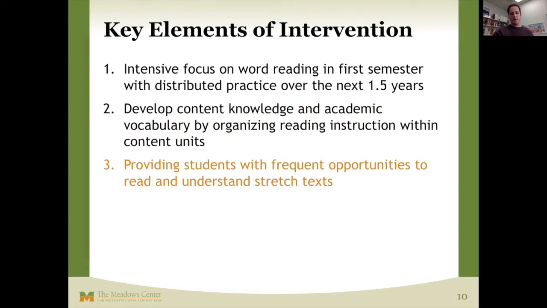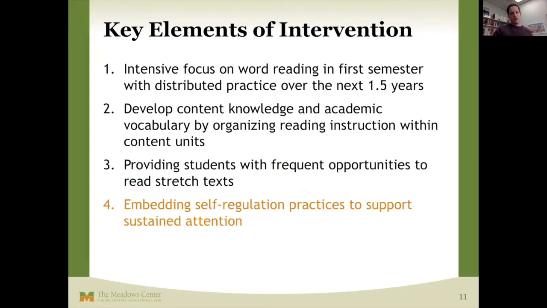The next key element of our intervention was that we provided students with frequent opportunities to read and understand stretch text. A common activity within the units was reading these complex grade level texts, typically informational texts, that are beyond the students' reading level and closer to grade level. And we taught text comprehension in the ways that you might expect. We followed explicit instructional routines, providing modeling, guided practice, and independent practice. And we really promoted students to be actively engaged and strategic in their reading comprehension.